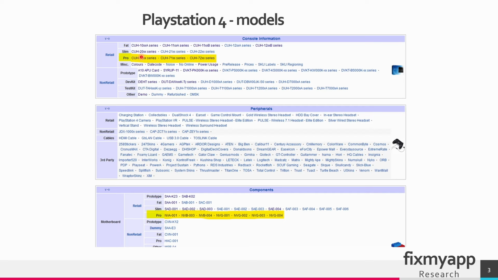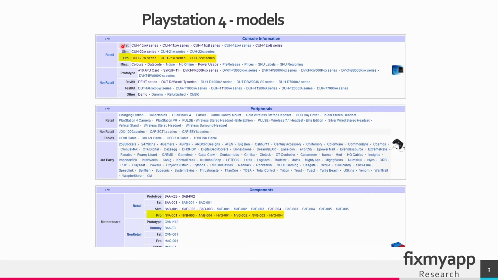PlayStation Pro was released in 2016 and it was an enhanced version of the PlayStation 4 with an improved GPU. It had double the GPU power compared to the original one and it had more CPU clock speed. So this was the more advanced version of the original PlayStation 4.